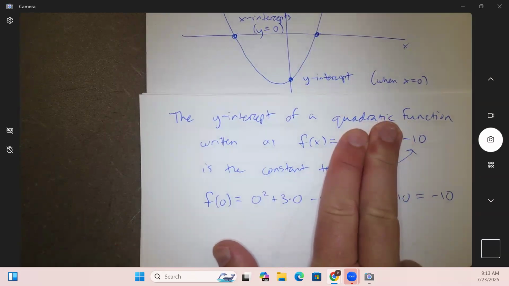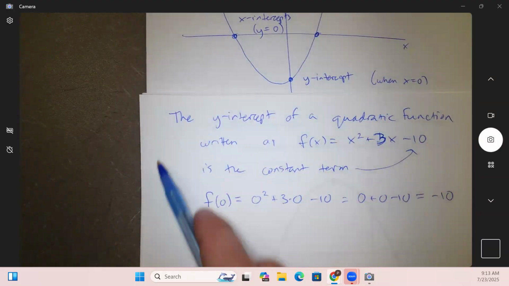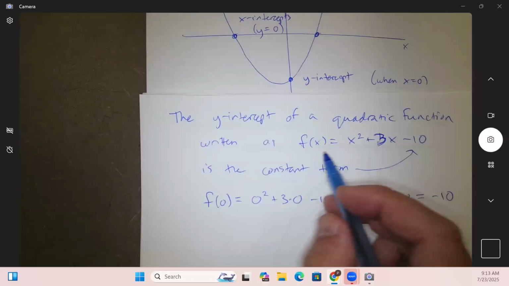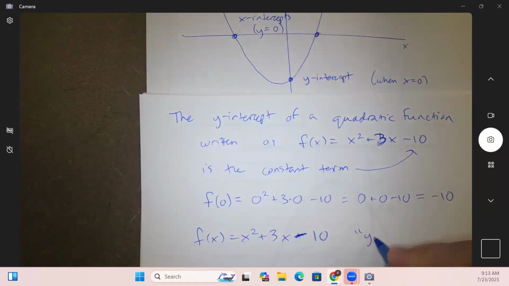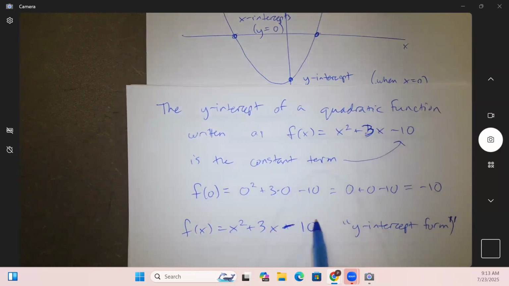Might be positive, might be negative. So this is a really useful form for figuring out what's the initial value. And I like to call this form, it's often called standard form, but I like to call it y-intercept form, because you can just read off what the y-intercept is. The negative 10 right there.